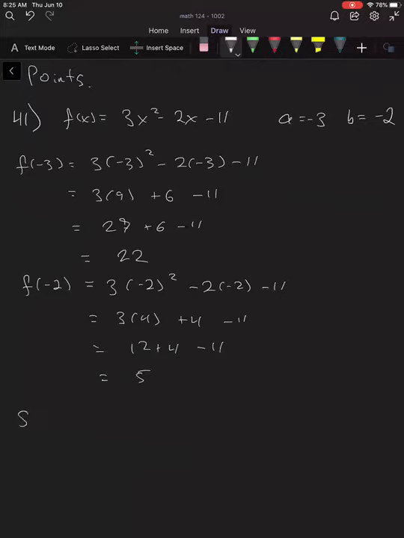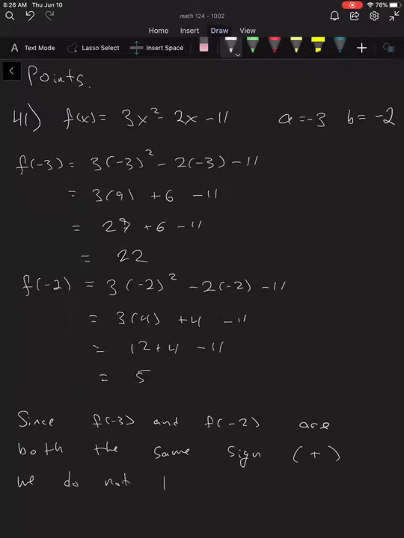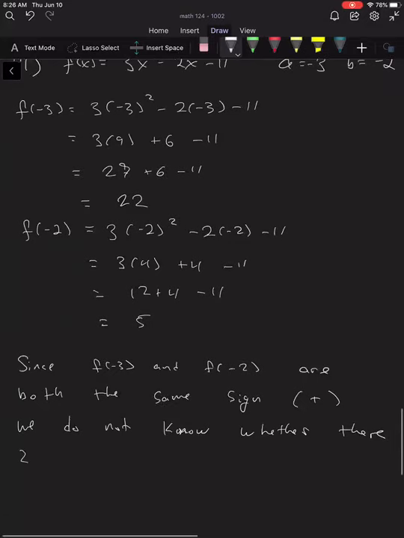So we could say, since f of minus 3 and f of minus 2 are both the same sign, in this situation, they're positive, we do not know whether there is a 0 between minus 3 and minus 2.